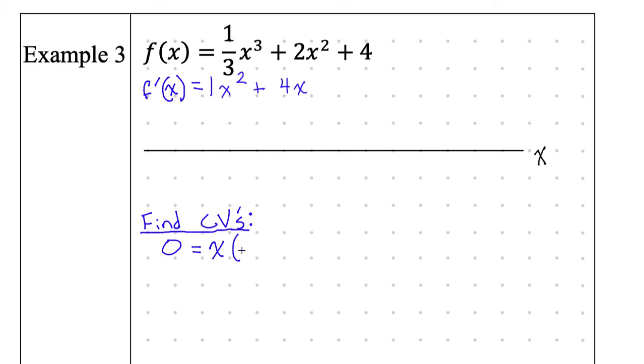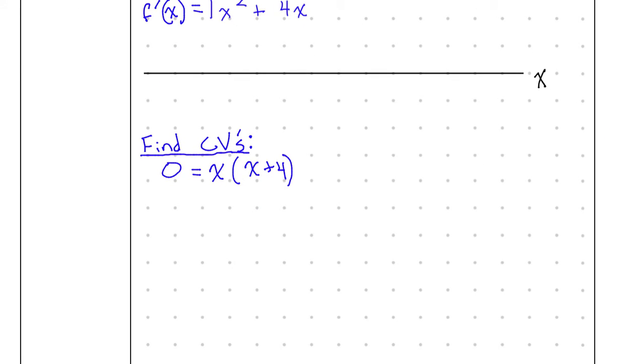X times quantity x plus 4. And using the zero product property, that means x equals 0 and x equals -4. Or if I did this the long way, just to make sure everyone understands the zero product property, I could say x plus 4 is equal to 0, which then implies that x equals -4. Just showing a little bit more of our work. Thank you, Arrow.